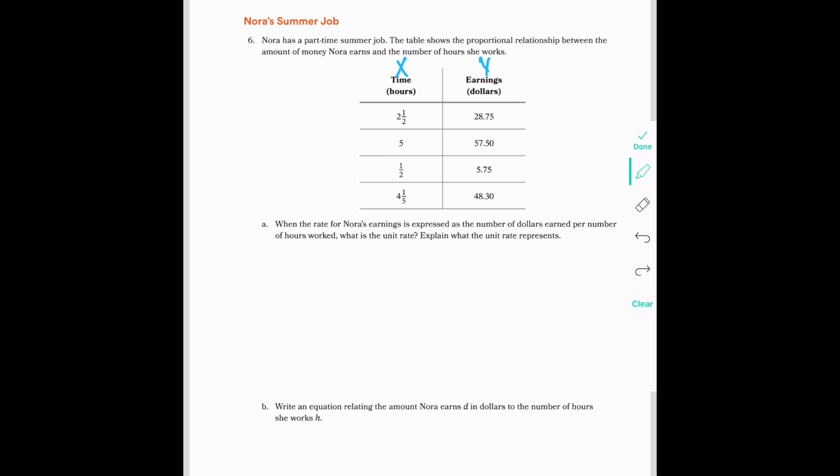Then we would say, we read A, it says, when the rate for Nora's earning is expressed as the number of dollars earned per number of hours worked, what is the unit rate? Explain what the unit rate represents. So what they want us to do is to find basically how much she gets paid per hour.